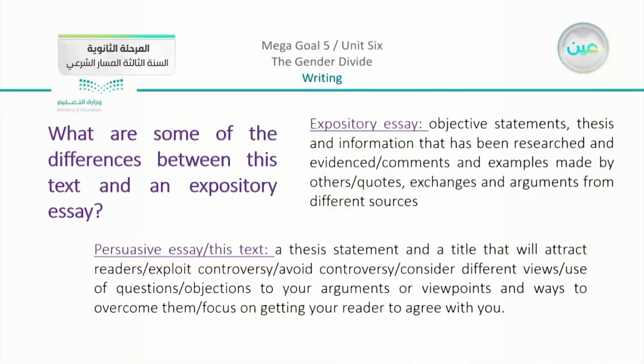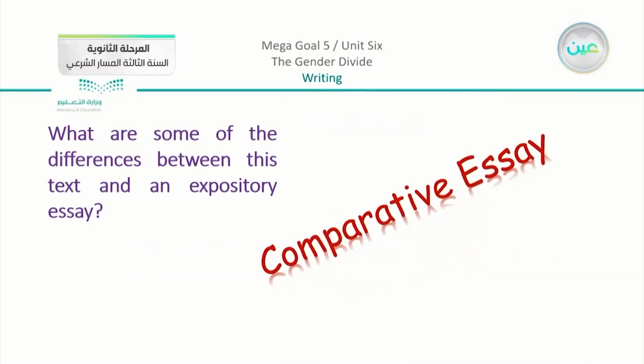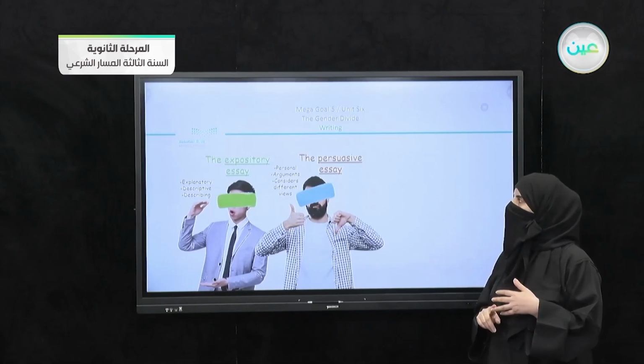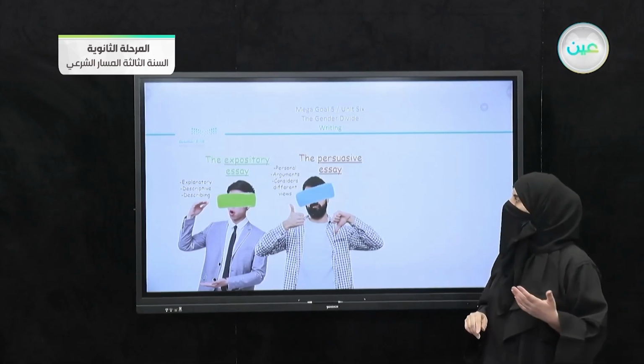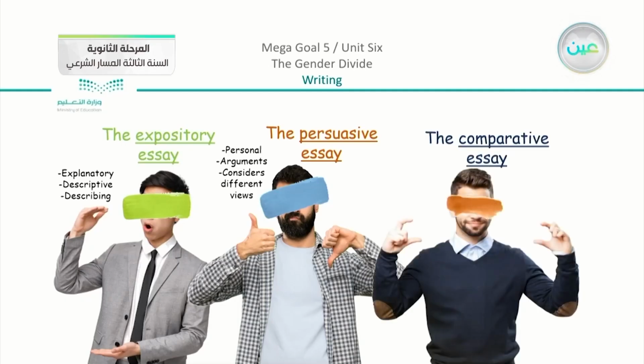Now, you do know that before we had the expository essay, and we also have written the persuasive essay in our previous units. So now we are going to concentrate on the comparative essay. Just to remind you, here we have the expository essay. We said that it is explanatory, descriptive, and describing. We have the persuasive essay, which means that there is a personal argument. There are other points of view or different views that are considered, and we are going to start now with our third type of essay, which is the comparative essay.